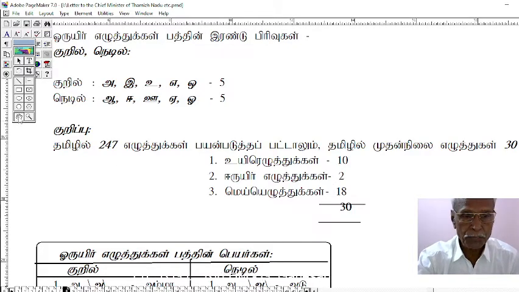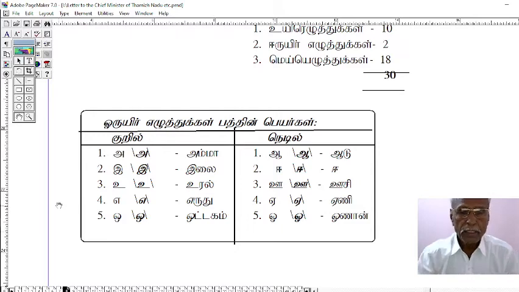Now let us see the names of the 10 single vowels used in Tamil. The name of the first Tamil letter is A. Amma. A. Adu. E. Ilai. E. E. U. Ural. U. Usi. A. Erudu. A. Eni. O. Uttagam. O. Onan.